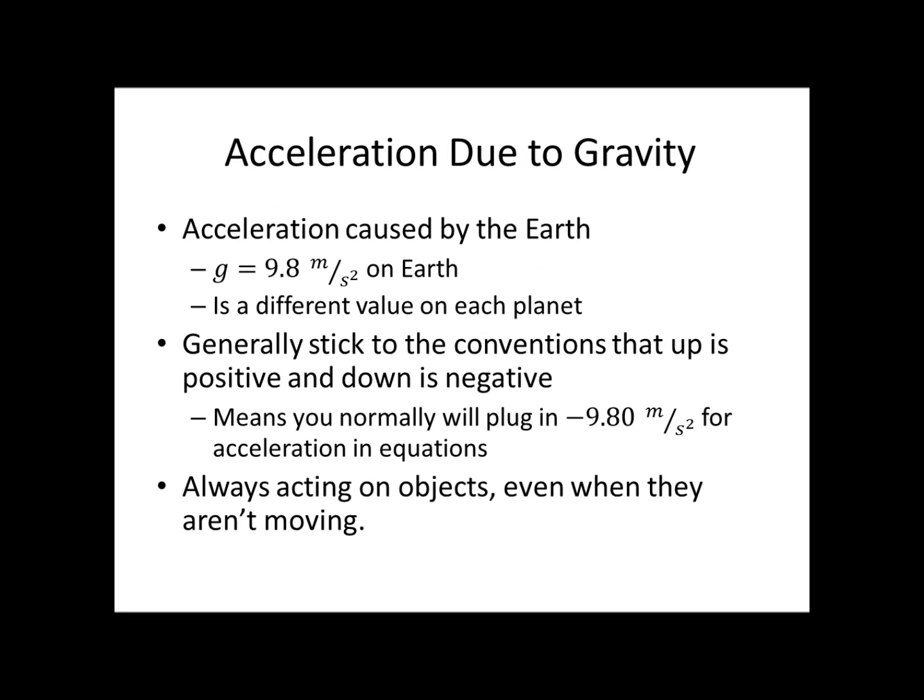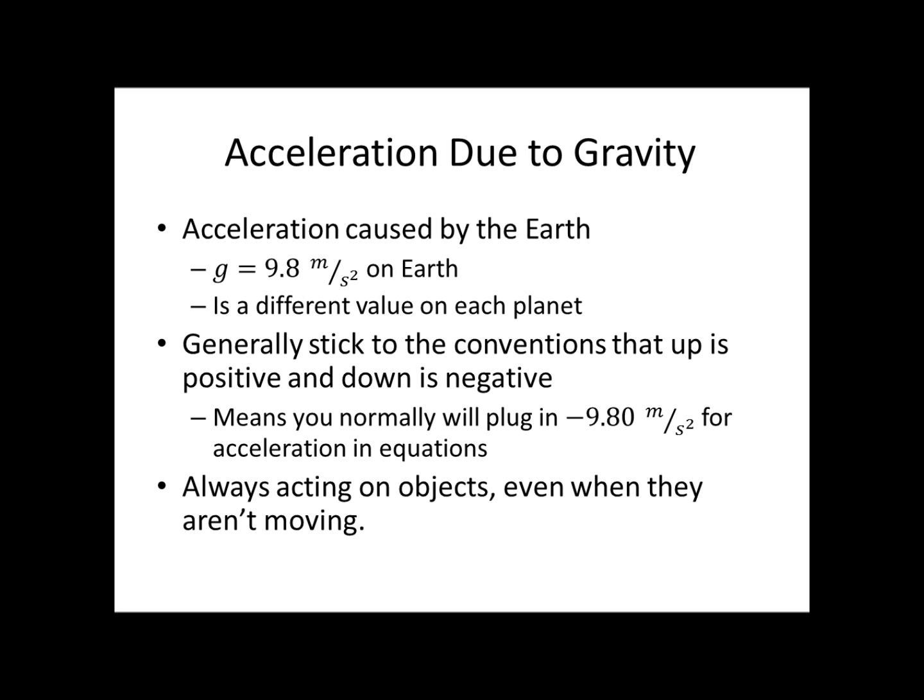Alright, let's talk about this acceleration due to gravity. Now, this actual acceleration that we're talking about is caused by the Earth itself. Don't worry about why it's happening. That's a deep, dark secret of physics that you're not ready for. On Earth, we say that the acceleration due to gravity is 9.80 meters per second squared downward.